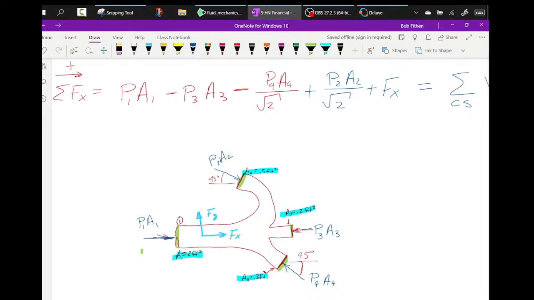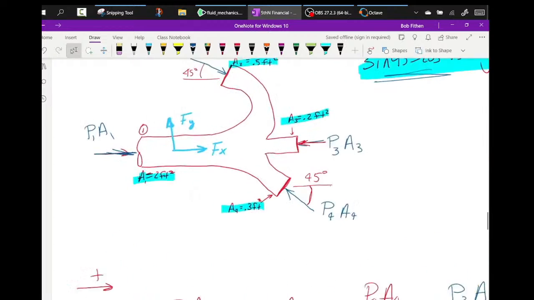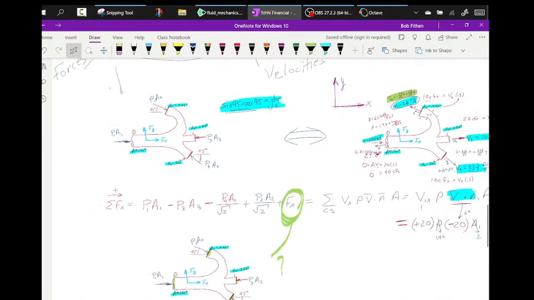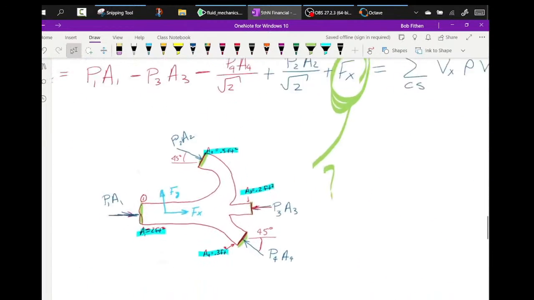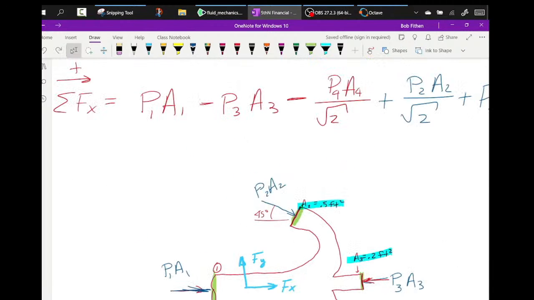So all you're doing is taking care of this. What is this? Believe it or not, this is a surface force as well. Now it may not make sense, but let's think about this for a minute. I put this in as Fx. Now, let's do this.